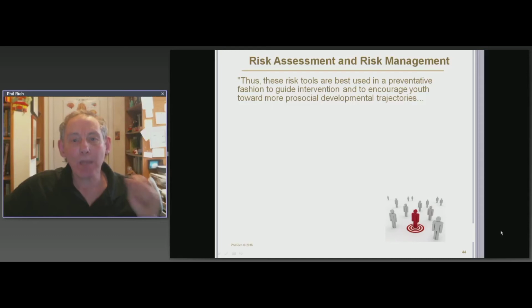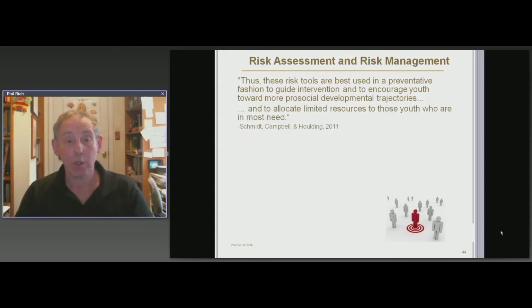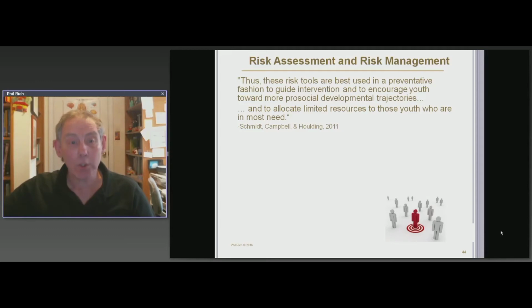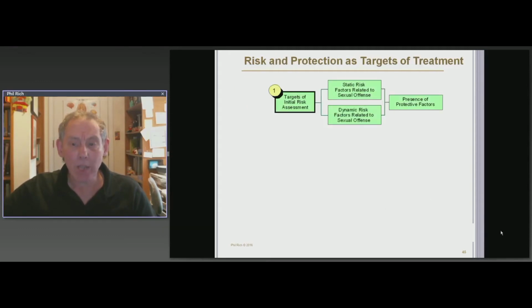These risk tools are best used in a preventative fashion to guide intervention, to encourage youth towards more pro-social trajectories, and to help us allocate resources to those youth who are most in need. This is from Schmidt and colleagues, 2011. Thinking about risk and protection, targets and treatment, as we move to the last few minutes.